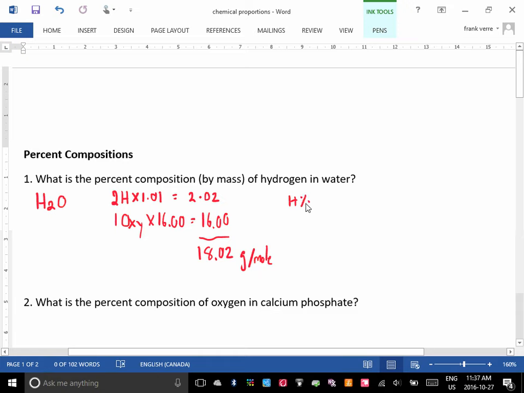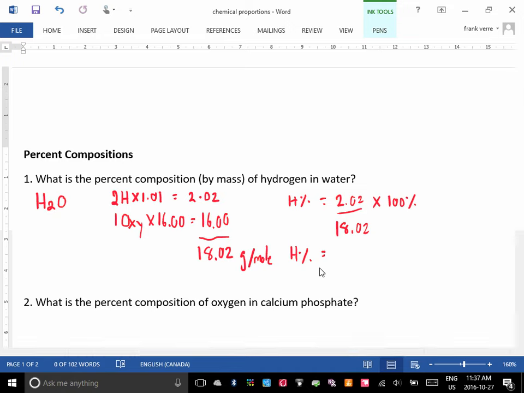Well, that would just simply be the proportion of hydrogen. In this case, it would be 2.02 over the molar mass of water, times 100%. Very, very easy stuff. So what would that be? It's about 1/9. It should be close to 11%.